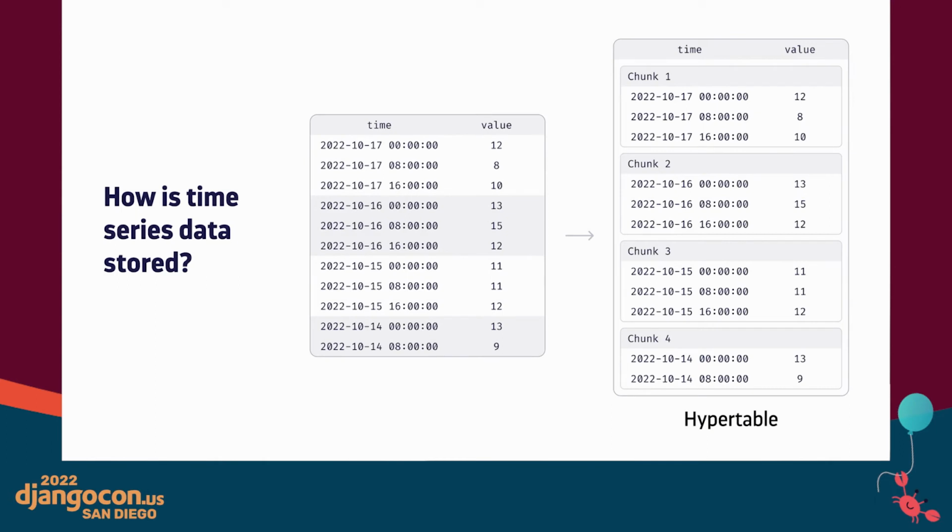So how is time series data stored in Timescale? Timescale defines what are called hypertables, which behind the scenes are a group of PostgreSQL tables called chunks. So the idea is that each chunk in the hypertable stores data for a particular time period. So in this example, the hypertable on the right stores information for a particular day. So each chunk represents a day in the data.